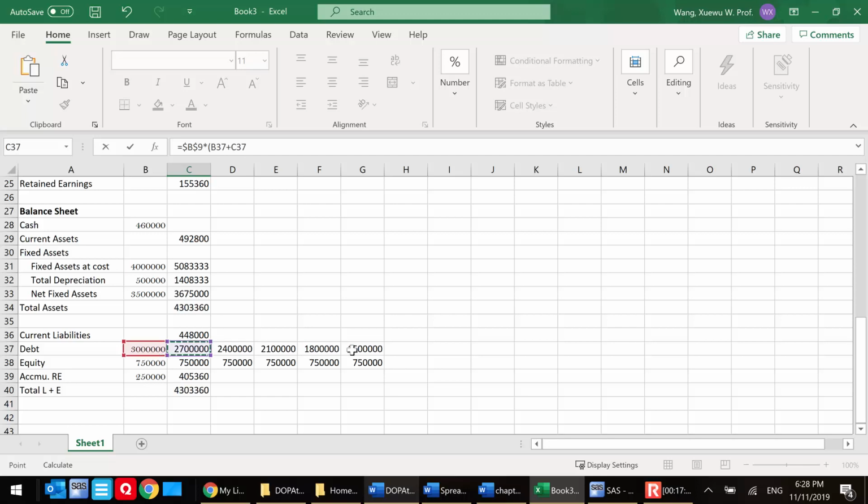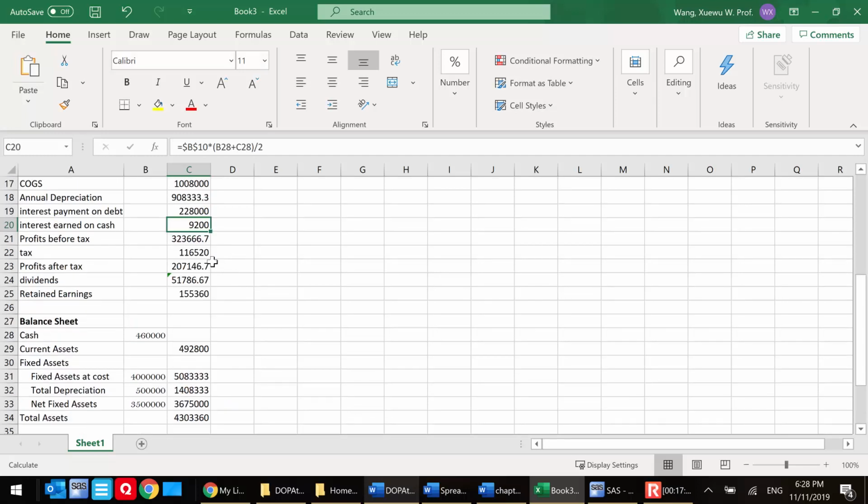I'm going to take the debt for year one and divide it by 2. I get the average debt balance, and I'm paying 8% on that.